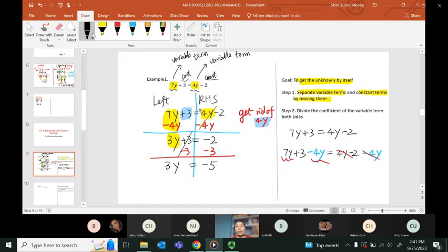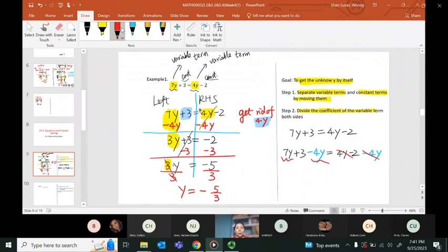And finally, in my step 2, I said divide by the coefficient of the variable term. Notice the number in front of y is called a coefficient. And we can get rid of that now by dividing by 3. So we end up with y equals -5/3. Okay, but this is the type of question we deal with in 3.4.